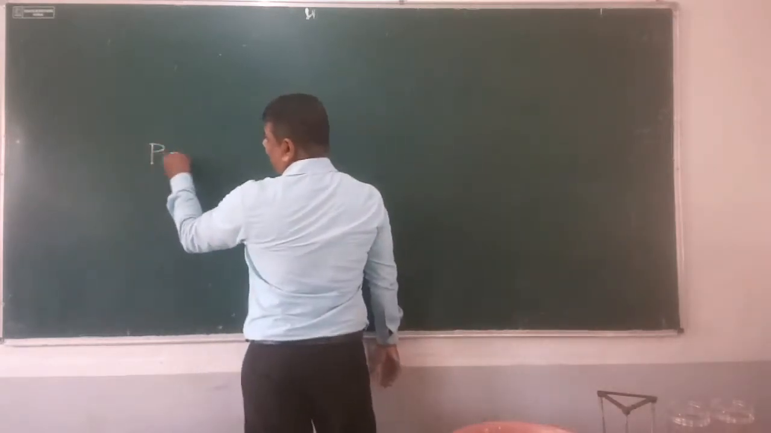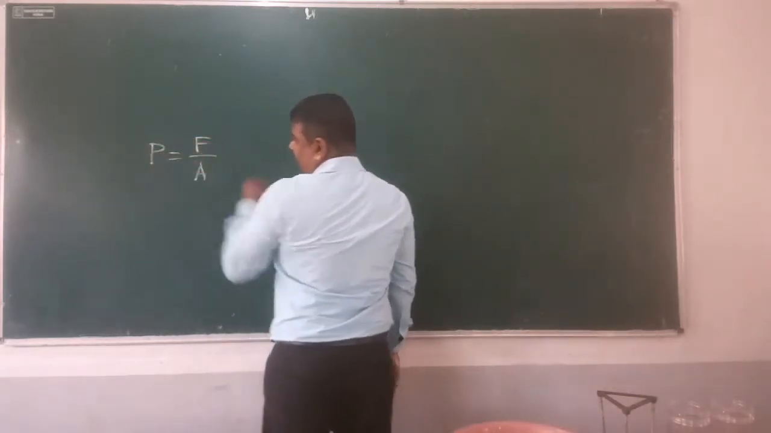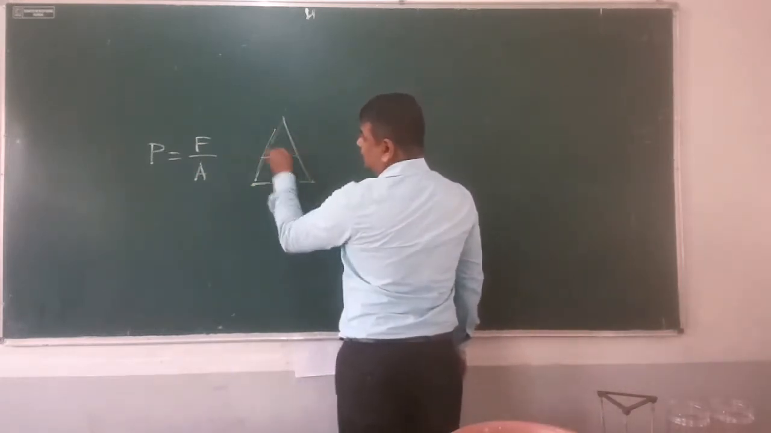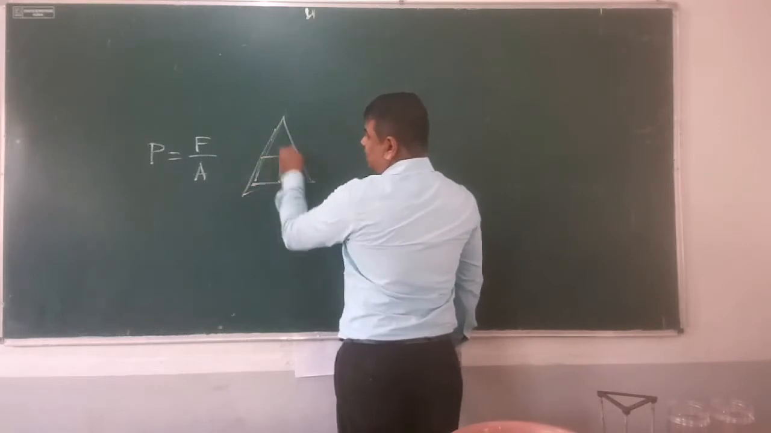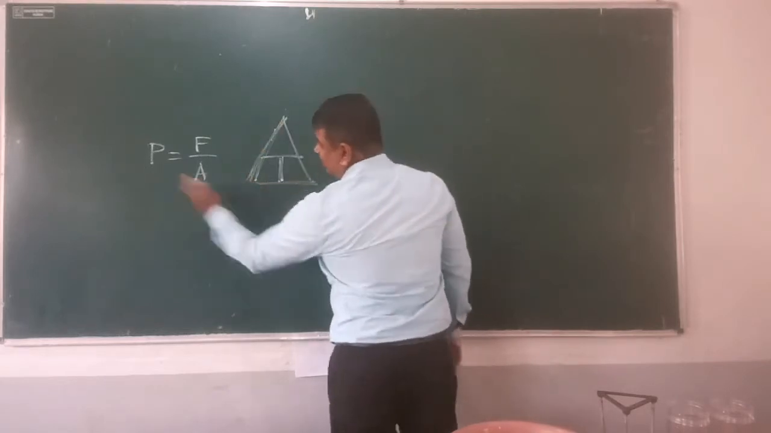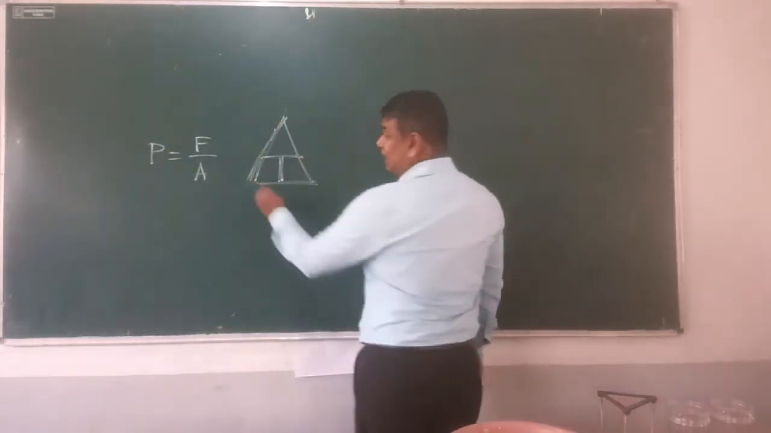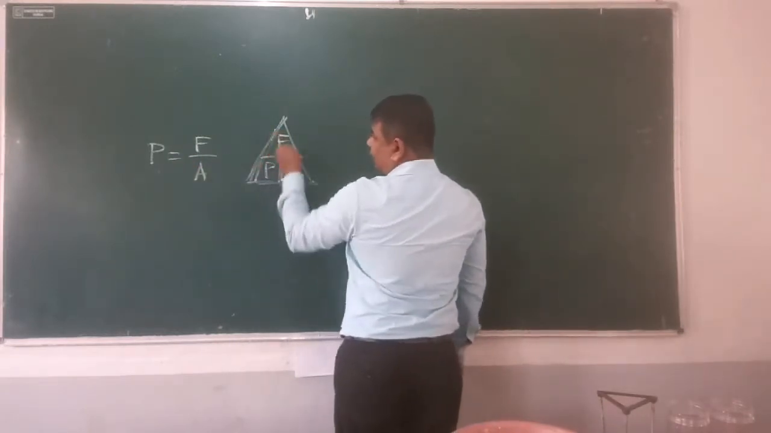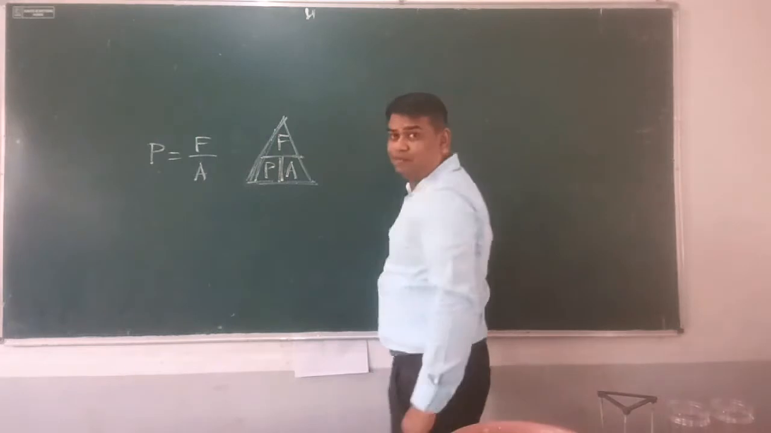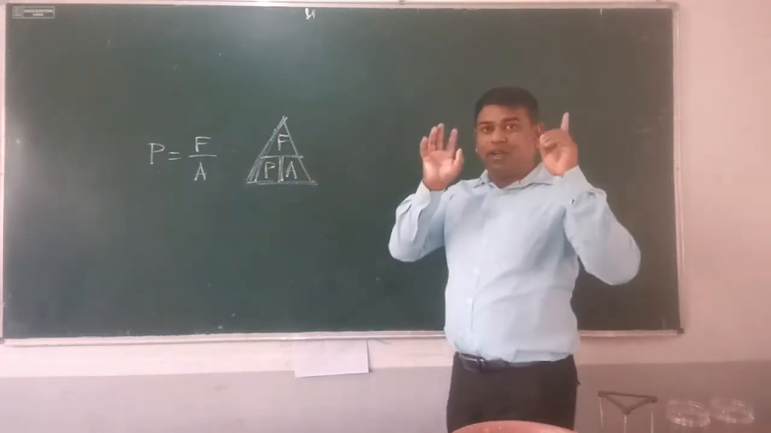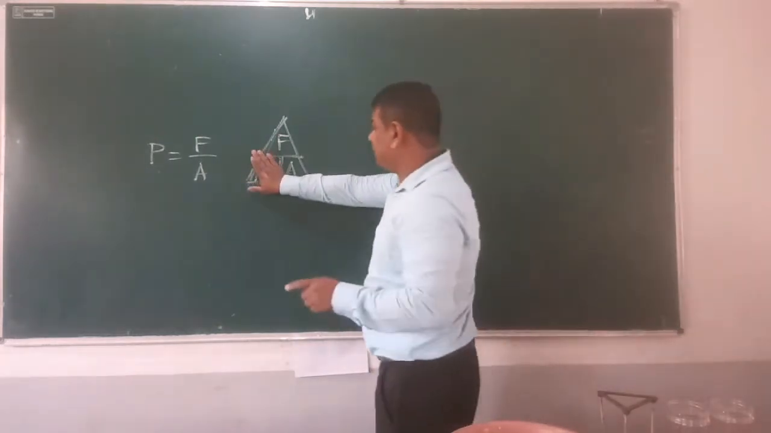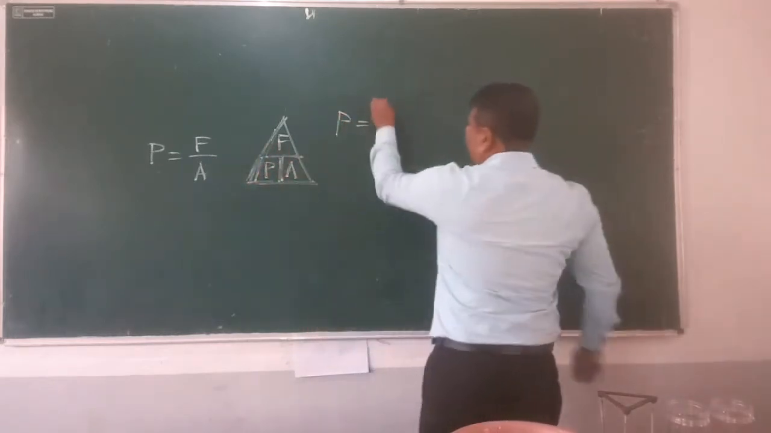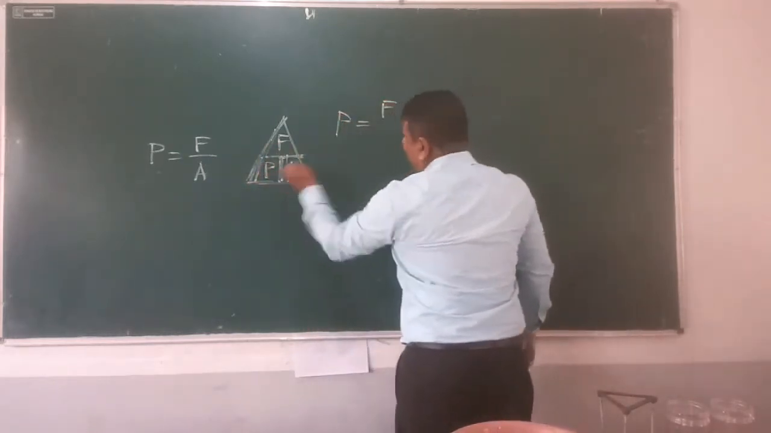When we take P equals F over A, you can put that in a triangle like this. To make any quantity the subject, this is really easy. Pressure P equals force F divided by area A. So if you want to find the pressure, you have to cover up P. When you cover P, there will be force divided by area.